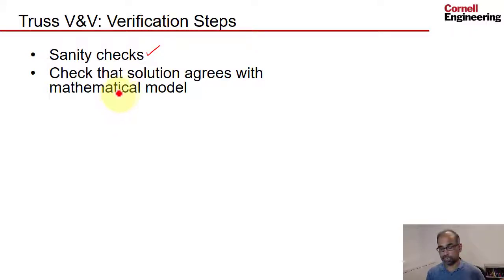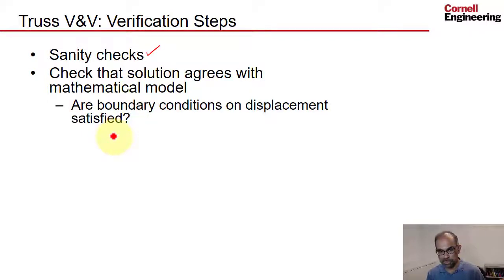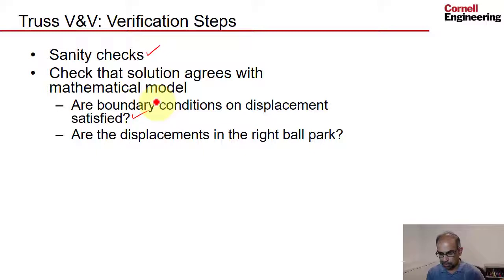Then we need to check if the solution agrees with the mathematical model. So did we put in the right mathematical model into ANSYS? One of the most important things in a mathematical model is the boundary conditions, and in this case, particularly the boundary conditions on displacement. And we looked at the deformed shape and said, hey, we put that right. Are the displacements in the right ballpark? And this gives you a sense of whether you put in the right material properties, because if you put in the wrong material properties, usually the displacements are not in the right ballpark. So we check that with hand calculations.